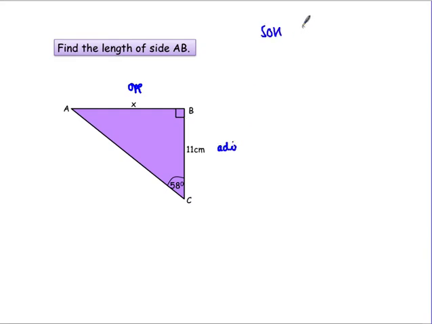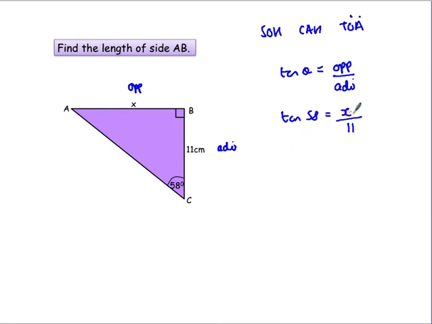So write out the SOHCAHTOA, and opposite and adjacent appears in the tangent. So tangent of the angle equals the opposite over the adjacent. So now let's put the numbers in. I know what the angle is, so instead of theta I can write in 58, and that equals the opposite, which again I don't know, but the adjacent is on the bottom and I do know what that is.